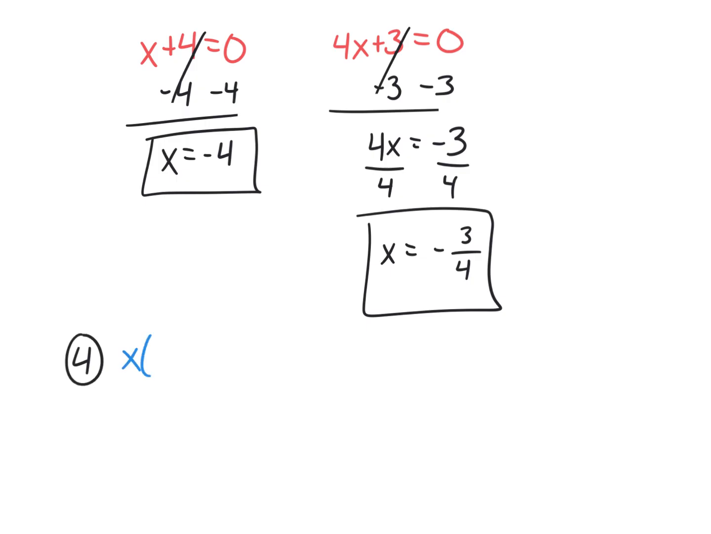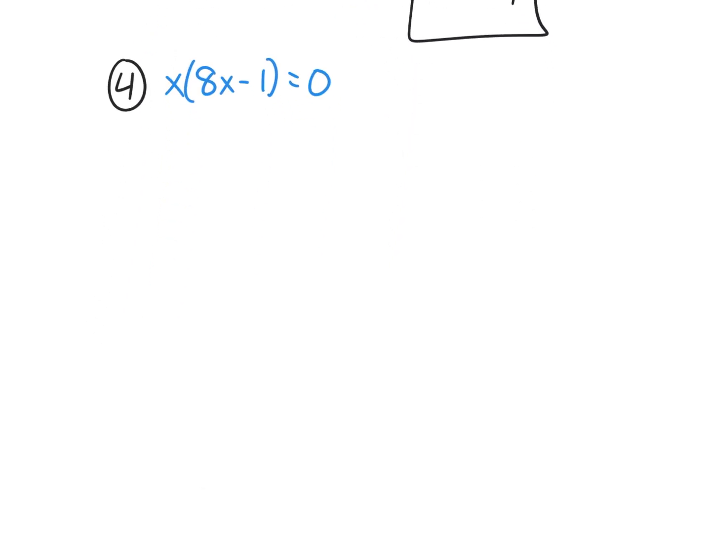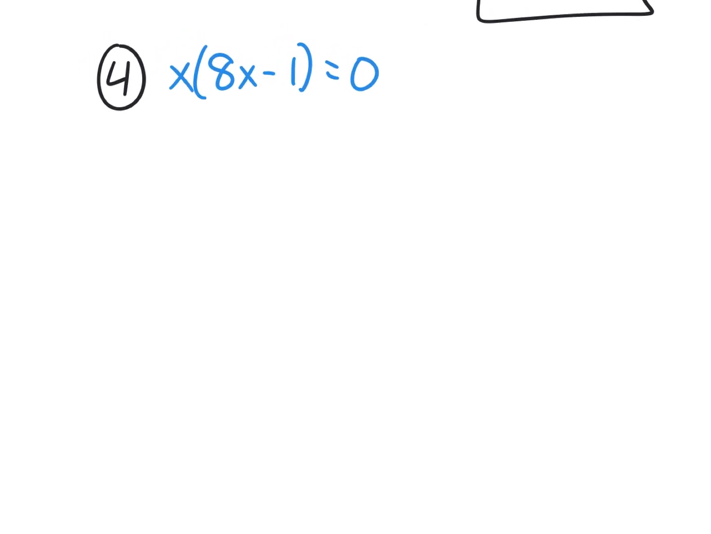Let's do x times 8x minus 1 equals 0. Go ahead and try that one. I know this one's a little different, but we still have our separate terms here. Can we take anything out of either of those? No. Can we factor either of those further? No. What do we do with both of those then? Yep, so we have x equals 0 and 8x minus 1 equals 0. Can I do anything further with this x equals 0? No, that's one of my solutions.